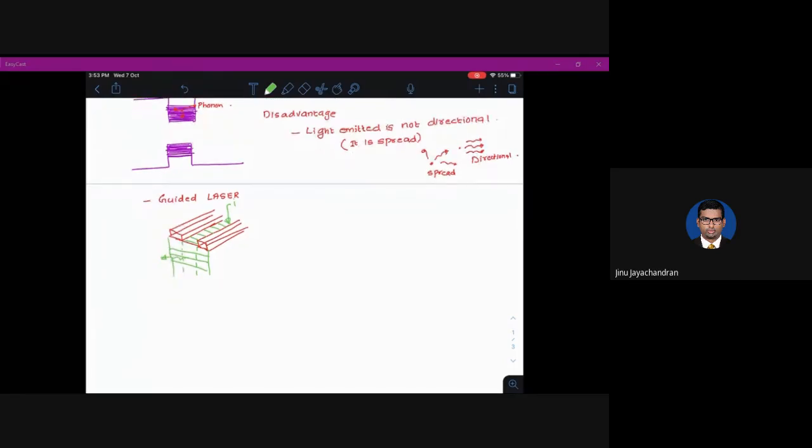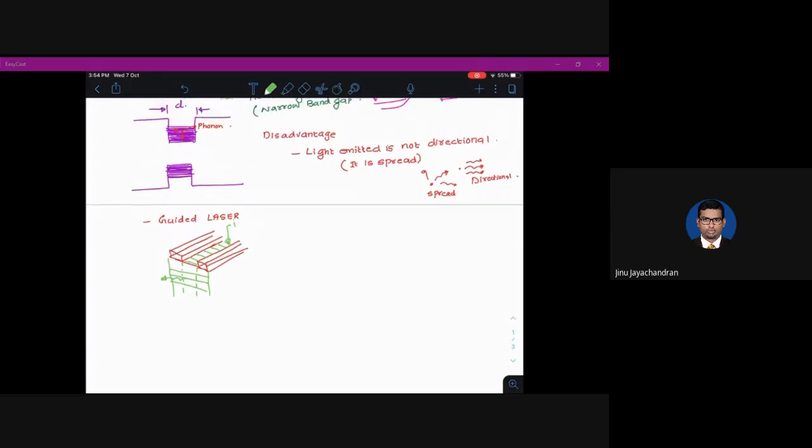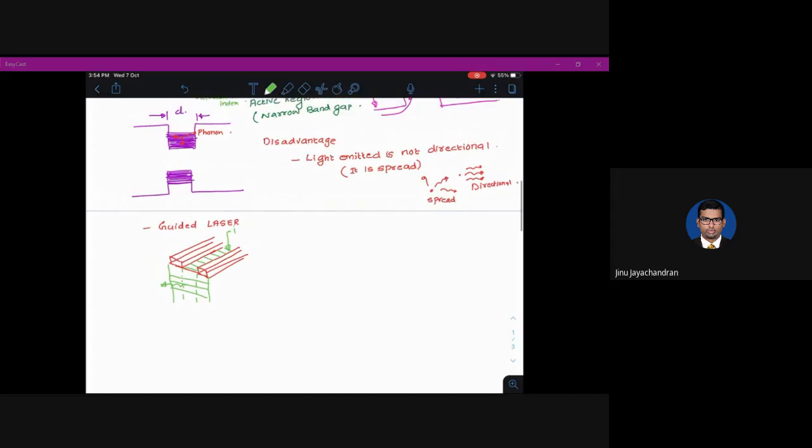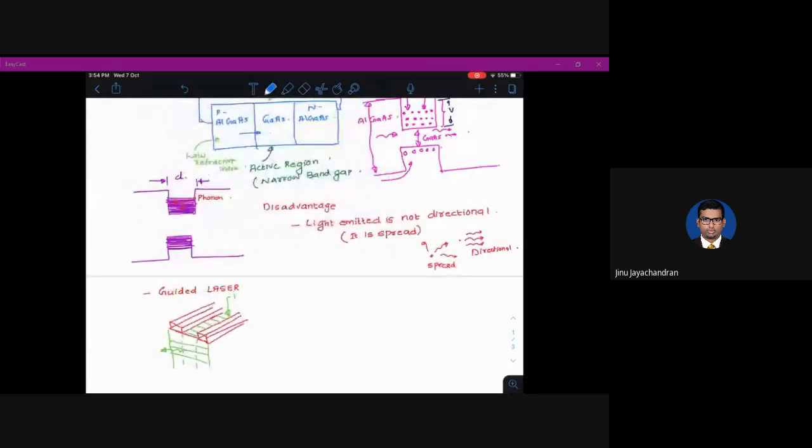So the disadvantage of heterojunction lasers is the light emitted is not directional. You can solve that by using a guided laser where the current injected to the laser is not to the complete material, but is confined to only a small part of the material. Okay, this is called a guided laser.